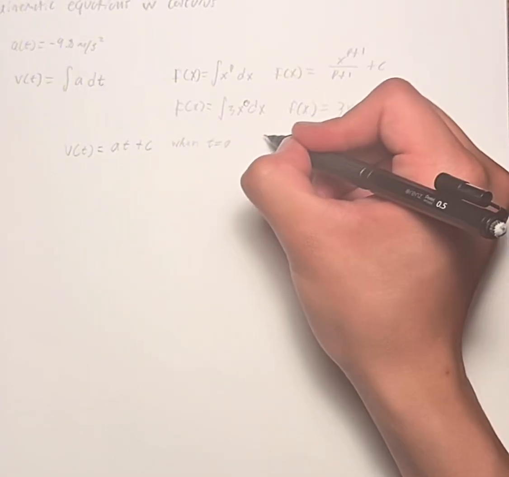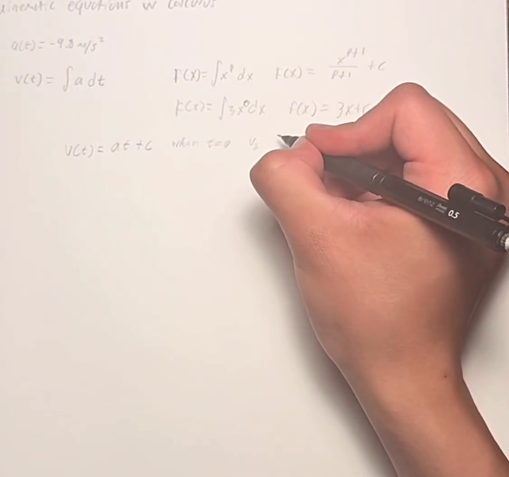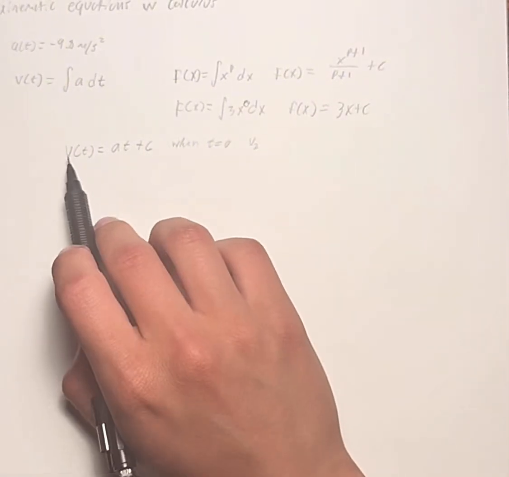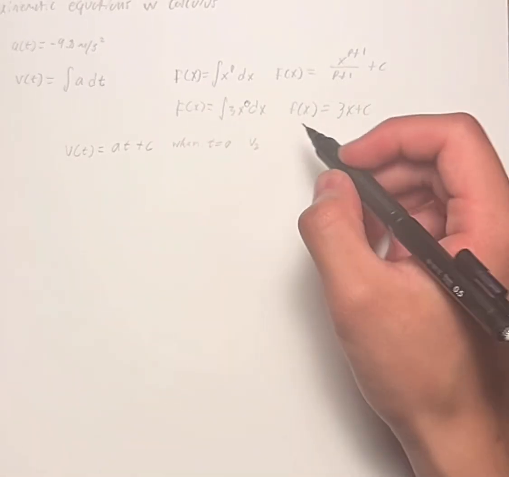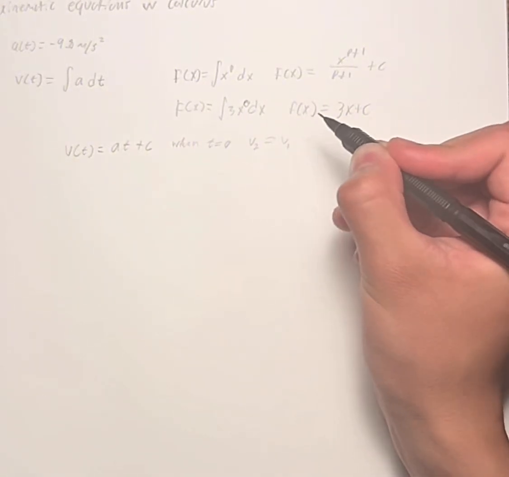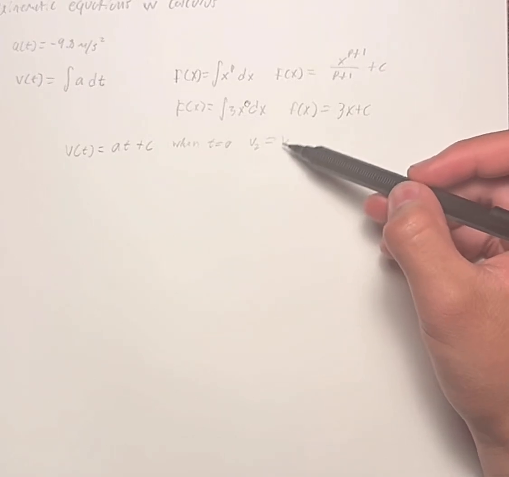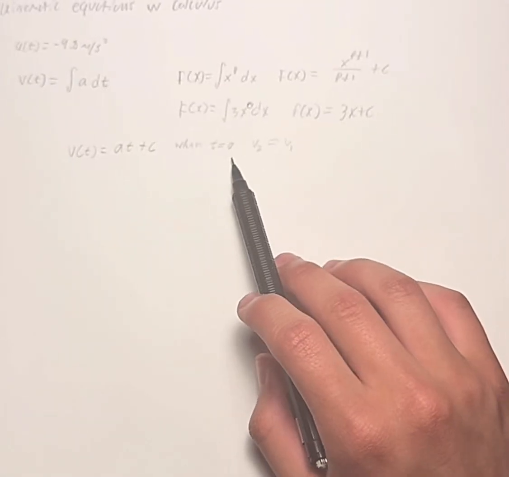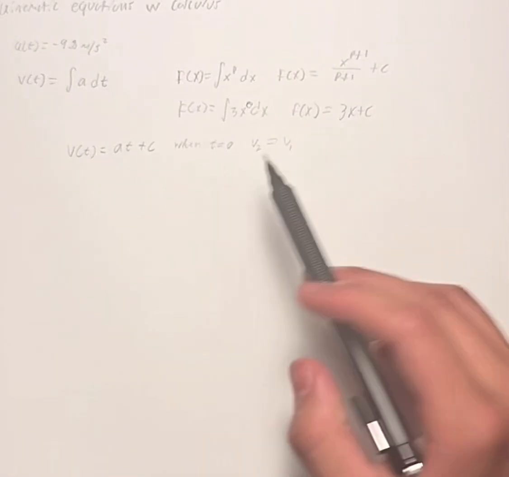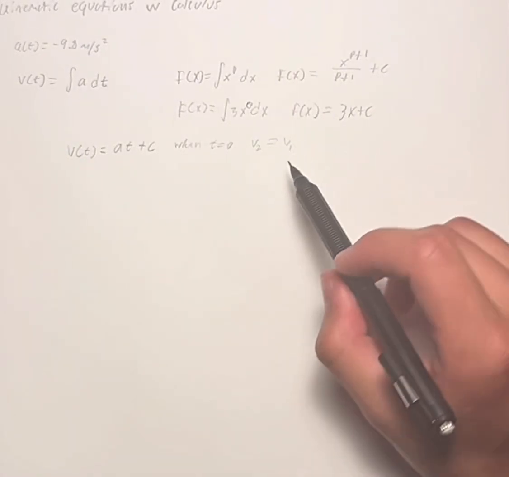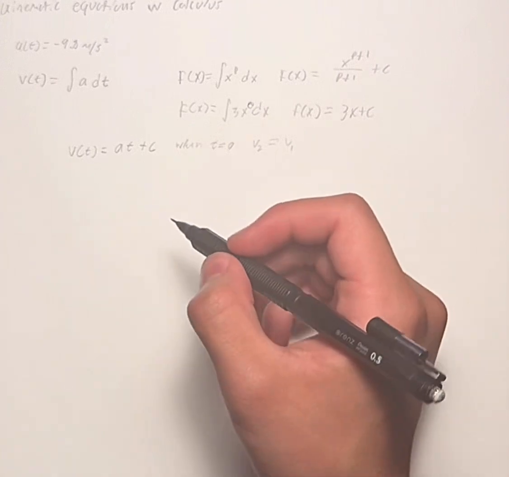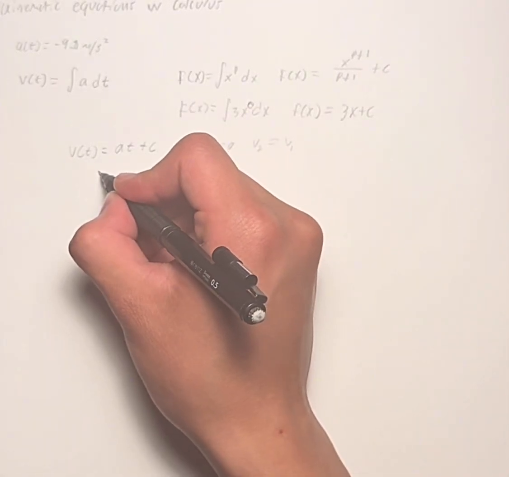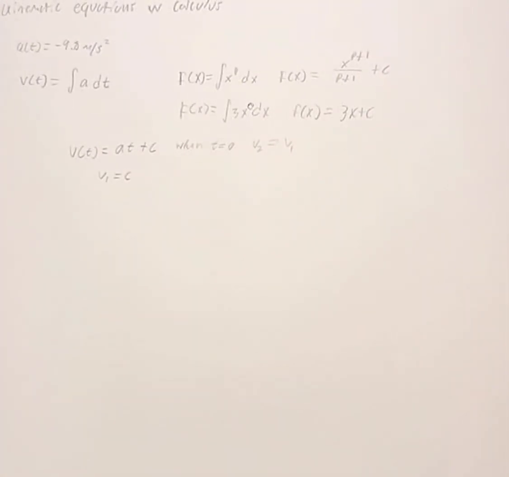if t is equal to 0, we're going to say that the final velocity, or v2, this side, is equal to v1, right? The initial velocity right here is equal to the final velocity when t is equal to 0. So in the very beginning, when the object is thrown, obviously the only velocity is the initial velocity. So that means that v1 is equal to c.